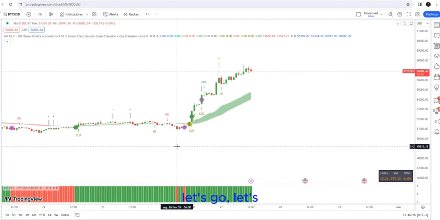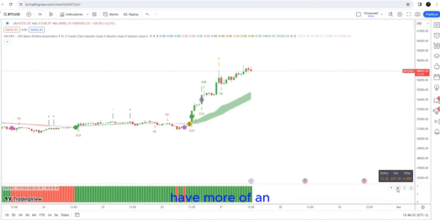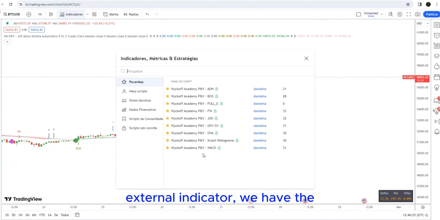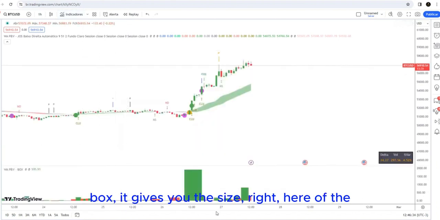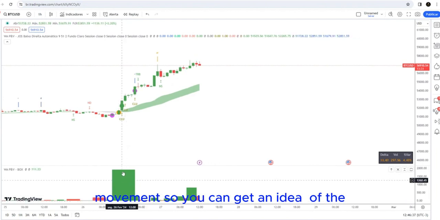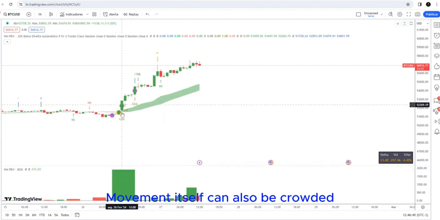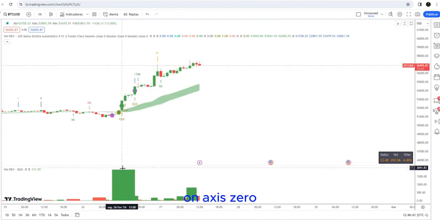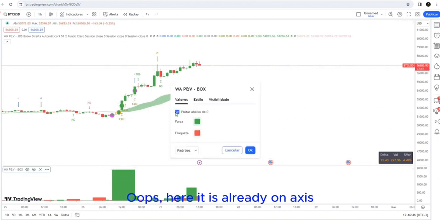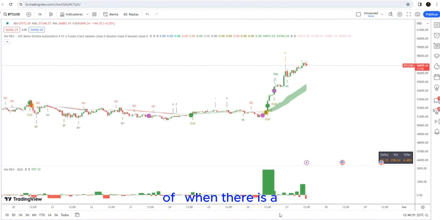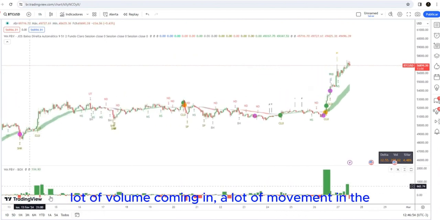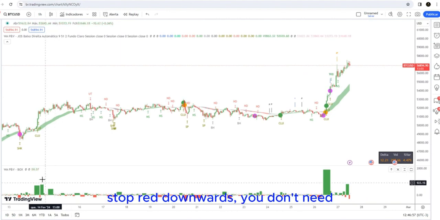Let's continue. Let's remove this one, as we have more of an external indicator. We have the box. It gives you the size of the movement, so you can get an idea of the movement itself. It can also be plotted on axis 0. Here it is already on axis 0, so you can get an idea of when there is a lot of volume coming in, a lot of movement in the market, or when the market starts to stop, red downwards.